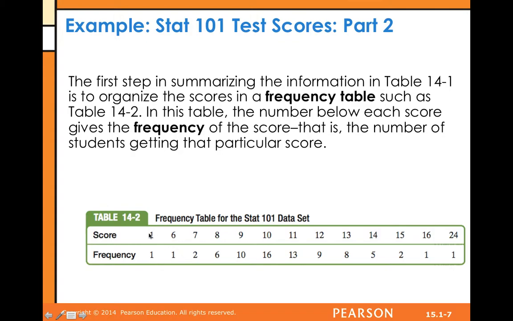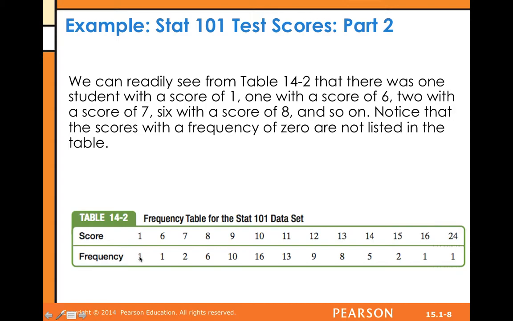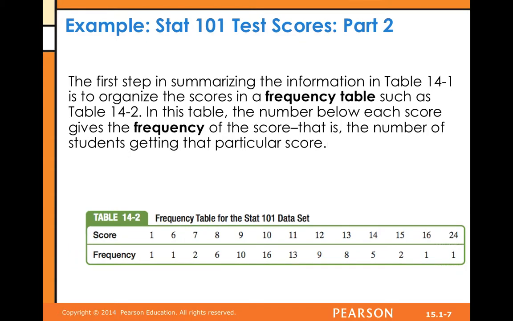So what this says is that somebody got a score of 1 and one person got that score. Somebody got a score of 6 and one person got that score. Somebody got a score of 7, 2 people got a 7. 6 people got an 8. 10 people got a 9. 16 people got a 10, etc. Nobody got a 17. Nobody got an 18. One person got a 24. So the number across the top is a potential score, and the number down below is how many people got that score. So that's what a frequency table is.